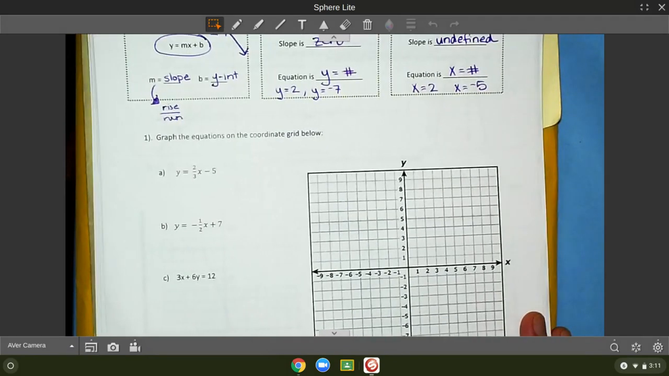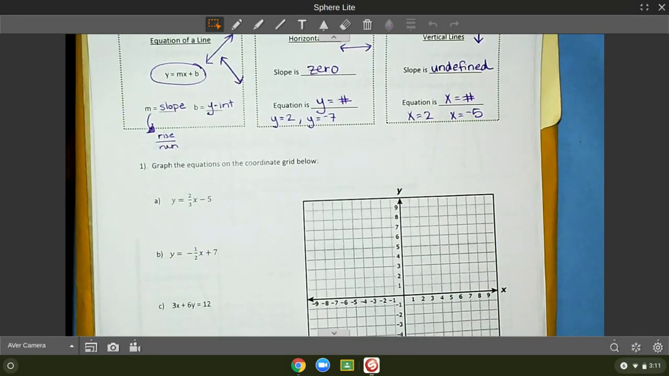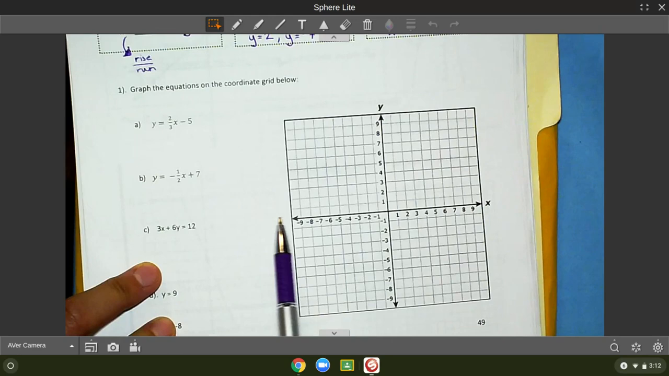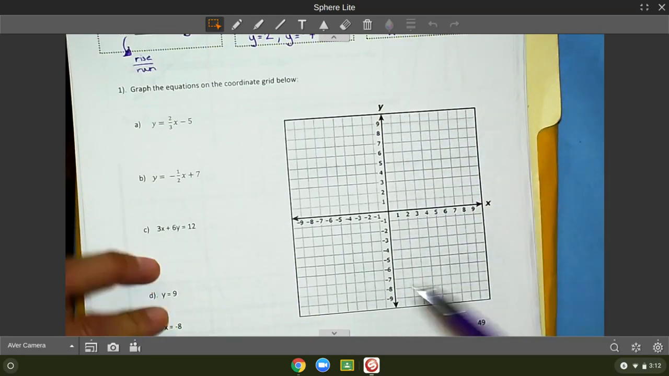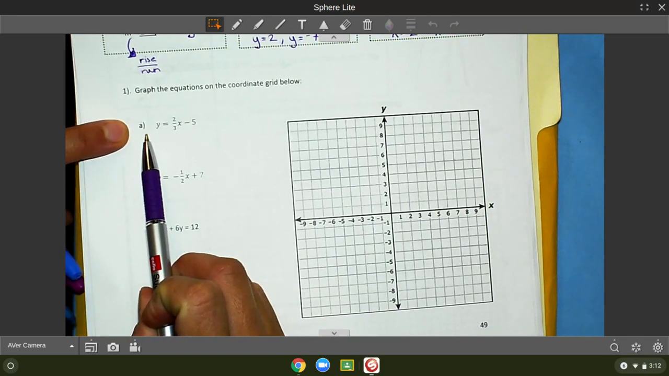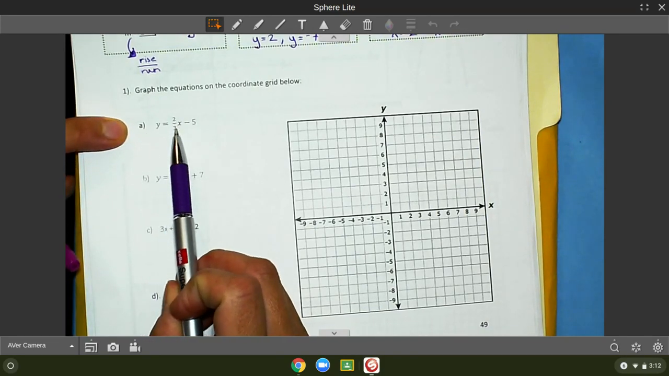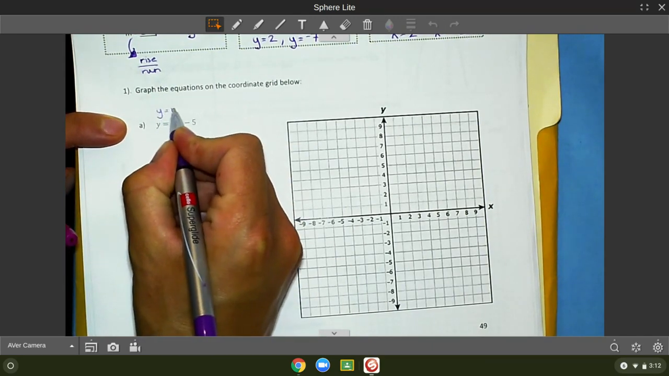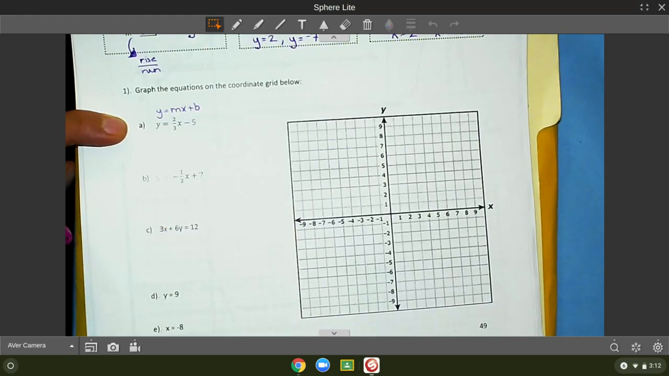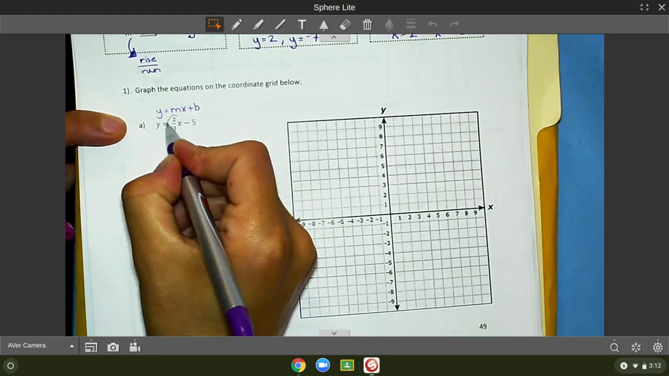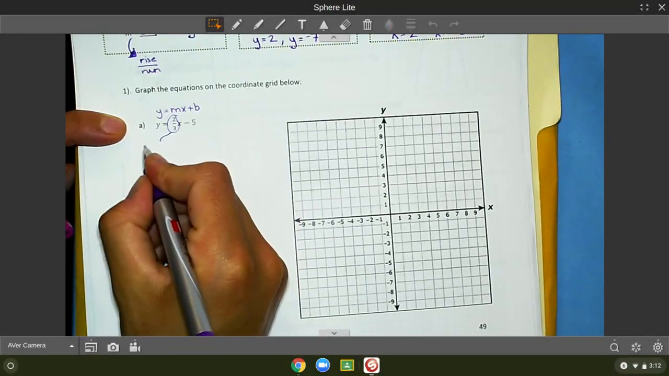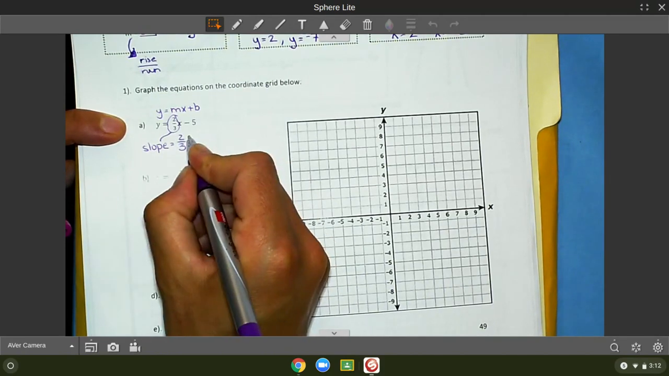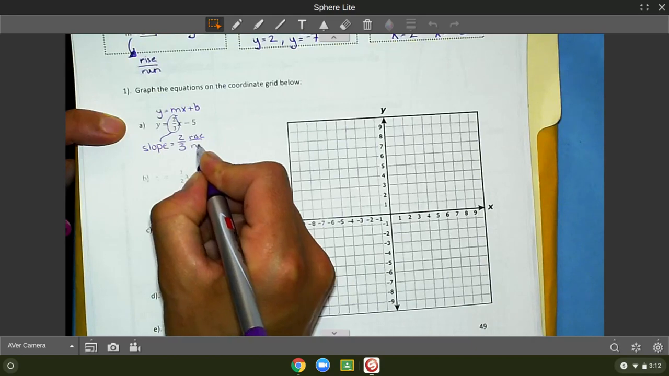Let's take a look at example number 1. Graph the equations on the coordinate grid below. So here's our coordinate grid. It's just a graph. Your x-axis goes from left to right. Your y-axis goes up and down. The first equation we're going to graph is y equals 2/3 x minus 5. Since this is in the form y equals mx plus b, we know that this is going to be a diagonal line. The number that is directly in front of the x is going to be your slope. So our slope here is going to be 2/3, and that's going to be rise over run.